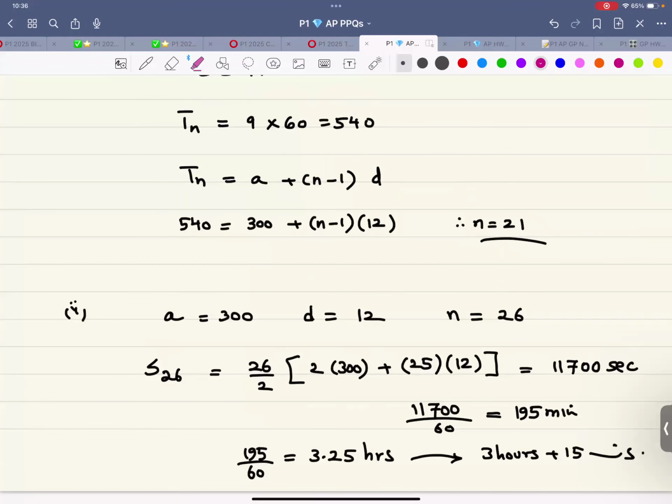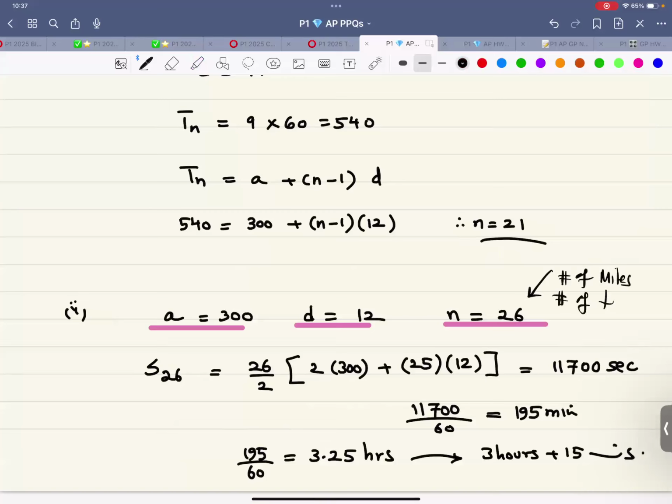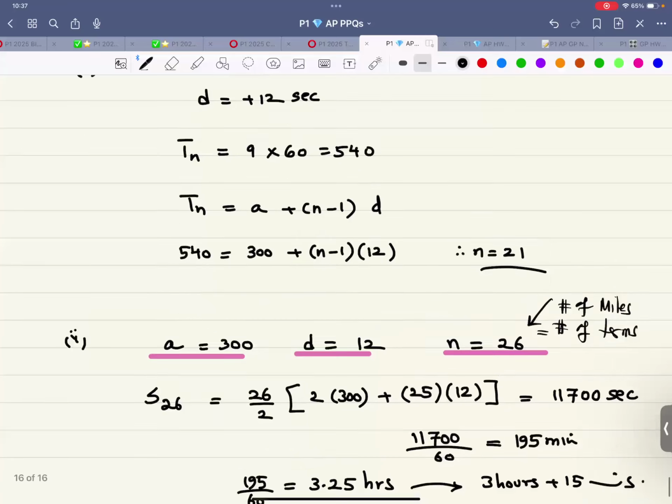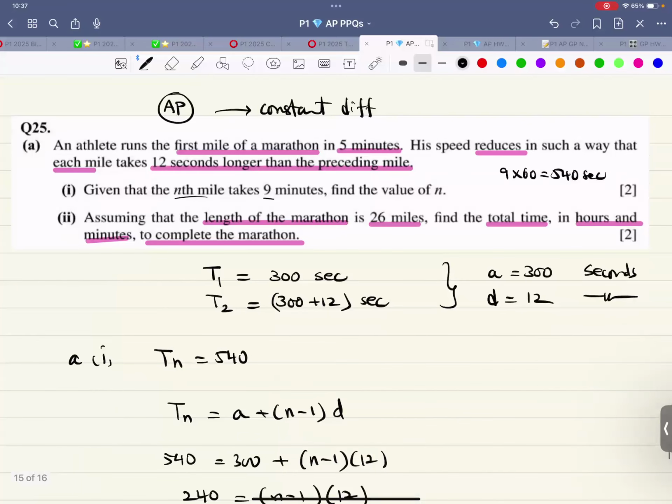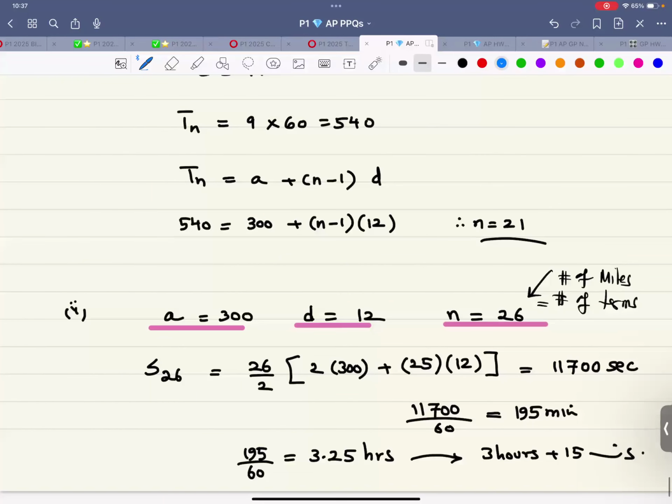So now over here, a is 300 and d is 12 and n is 26. So basically, number of miles is the number of terms. This is what you have to realize. Number of miles is number of terms. How do we know that? We know that because it says an athlete runs the first mile in 5 minutes, and then each mile takes 12 seconds more. So over here, 26 is your n.